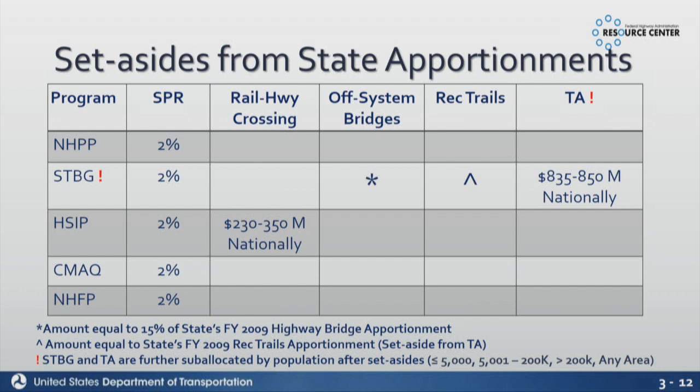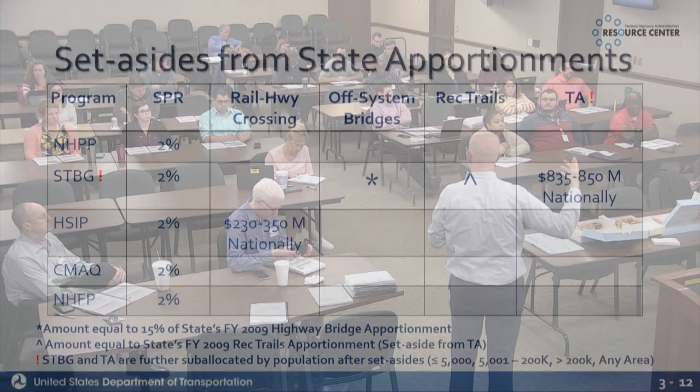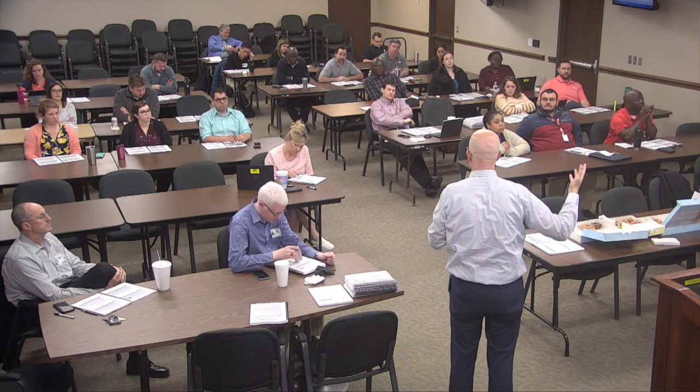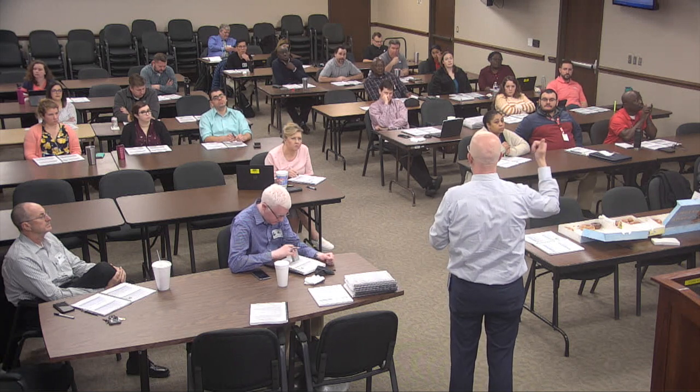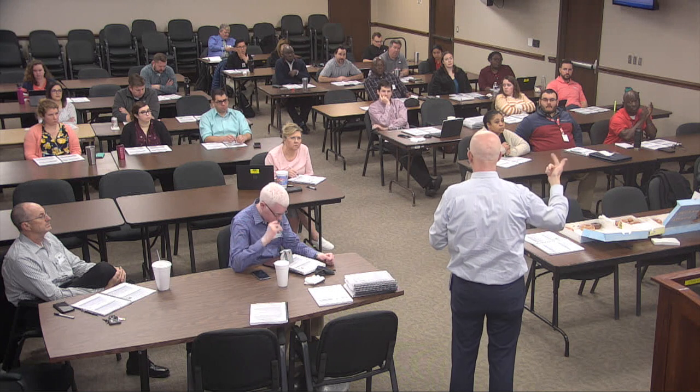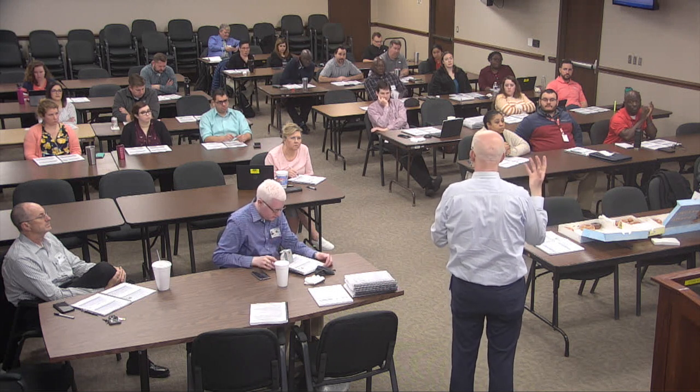Yeah, that's a good question, and just to repeat, make sure I understand. There's some concern, and this slide might show you, if you look right there where it says amount equal to state's FY 2009 Recreational Trails apportionment. Prior to MAP 21 in SAFETEA-LU, which expired in 2009, we had these very complex formulas, which included vehicle miles traveled, population, and every single program had its own formula.